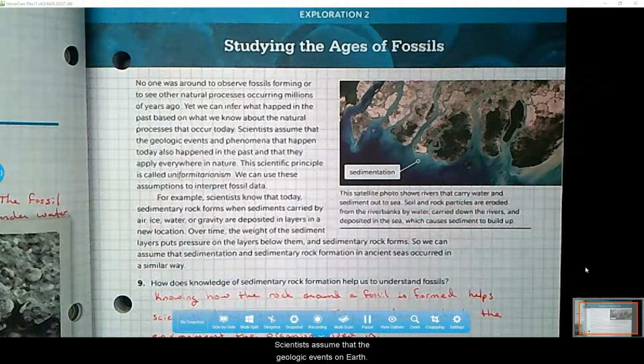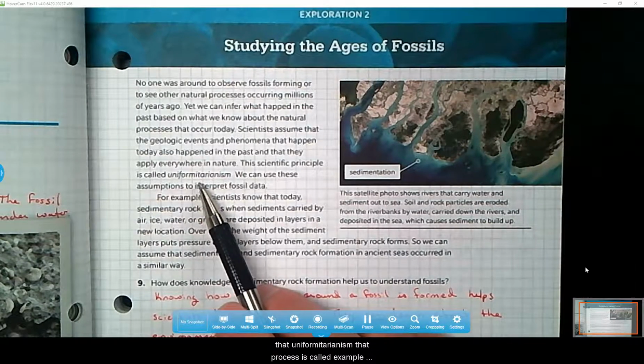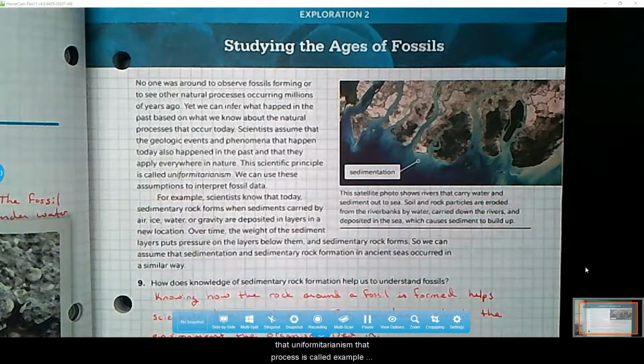And so scientists assume that the geologic events on Earth that happen today also happened in the past, in the same way. So it's kind of the exact same. We call that uniformitarianism. Okay, that's what that process is called.